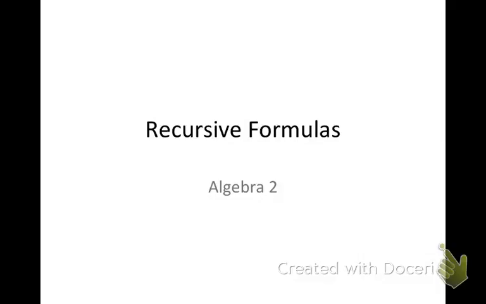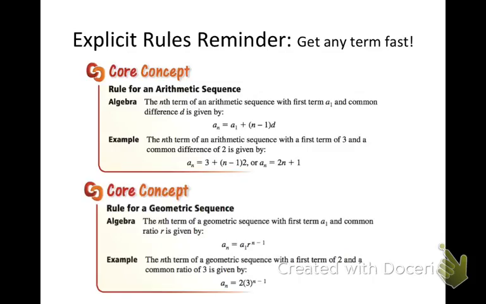Recursive formulas. So far we have learned the explicit formulas for sequences. Our arithmetic explicit formula looks like this: a sub 1 plus d times n minus 1. And our geometric, right here: a sub 1 times r to the n minus 1. So those are explicit formulas.